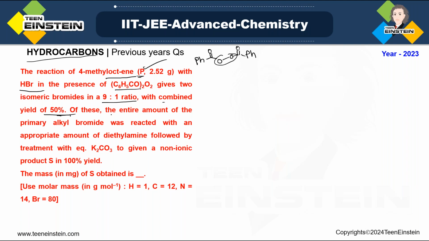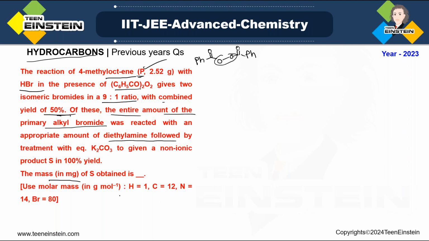Okay. Now go to the next statement. Of this, the entire amount of the primary alkyl bromide. Primary alkyl bromide is actually the major compound. Remember, bromine is added to the terminal position, the carbon containing the higher number of hydrogens. So this will be the primary alkyl bromide. It is again reacted with an appropriate amount of diethylamine. Diethylamine is 2-ethyl substituted ammonia, so it is Et2NH. This is followed by treatment with an equivalent amount of K2CO3, which is a base, to give the non-ionic product S in 100% yield.